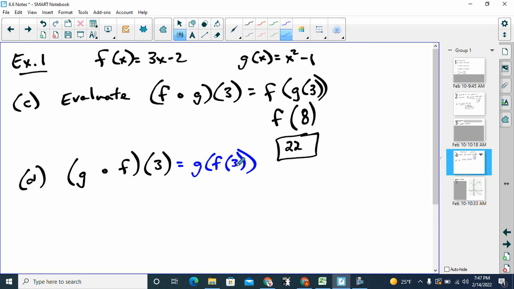F of 3. We're plugging 3 into f of x. 3 times 3 is 9. Minus 2 gives me 7. Now we're evaluating g of 7. G of 7 would be 49 minus 1.